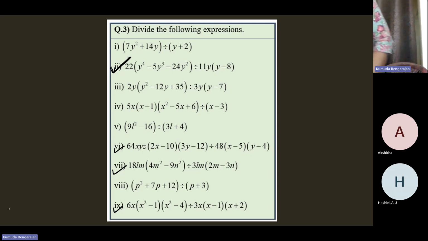Splitting the middle term. Splitting the middle term. The middle term. If they are two common factors, yeah, correct. Okay.